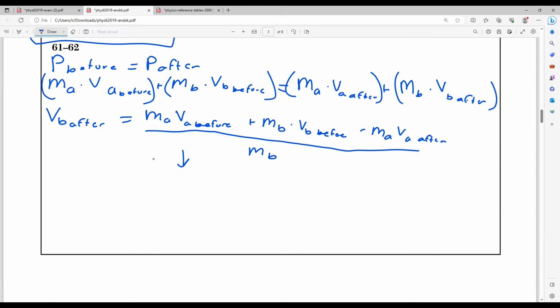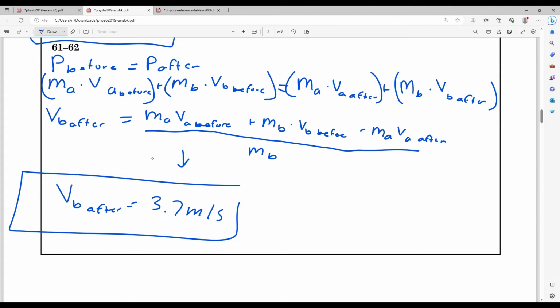So if you plug in your units and plug in your values, which you absolutely need to do, I'm just kind of too lazy to do this, and I want to save some time. You should get V. The velocity of block B after is going to equal 3.7 meters per second.